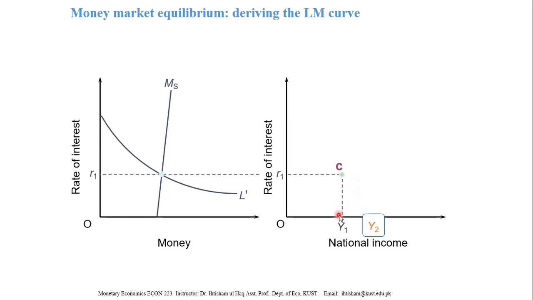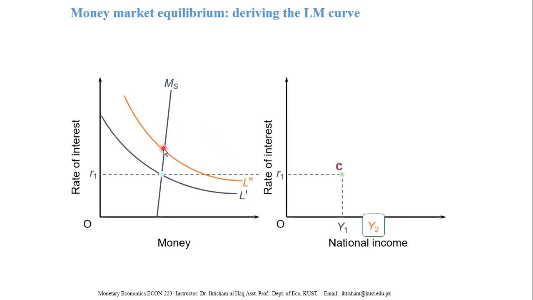Now for any reason, the national income increases from Y1 to Y2. A positive relationship means that the demand curve will move outward. What does it mean? At the same rate of interest, people are now demanding more, because there is an increase in national income. So the demand curve shifts from L prime to L double prime.